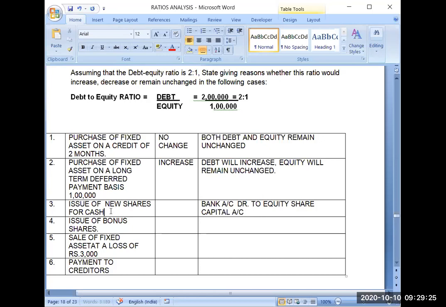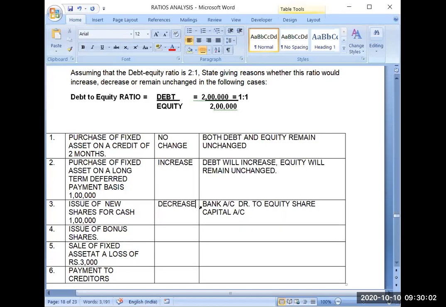Suppose again I assume the amount as 1 lakh. Then what will happen? My equity share capital will increase by 1 lakh. And due to that, what will happen? My debt to equity ratio will become now 1:1. Previously it was 2:1. Now it has become, due to issue of shares, it has become 1:1. So that means it is decreasing. And you can see practically also, if denominator is increasing, then your ratio will get down. So decrease, the answer will be decrease.